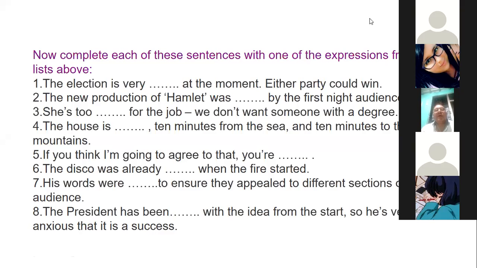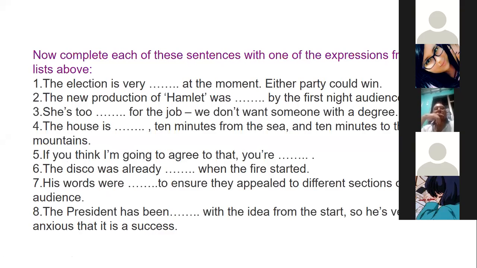The new production of Hamlet was enthusiastically chosen. Okay, that's another combination that can be. Okay, thank you. Crisia, tell us.